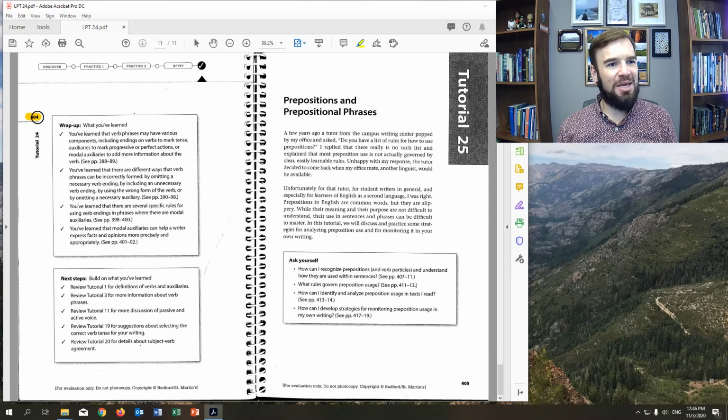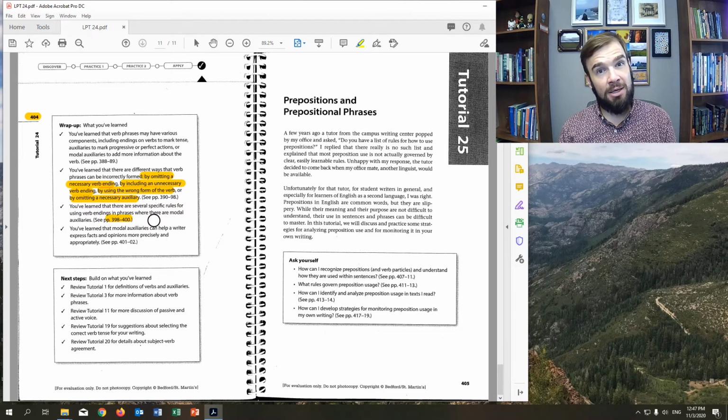So wrapping up here on page 404. What you've learned is that verb phrases have various components, including endings on verbs to mark tense, auxiliaries to mark progressive or perfect actions, or modal auxiliaries to add more information about the verb. You've learned that there are different ways that verb phrases can be incorrectly formed by omitting a necessary verb ending, by including an unnecessary verb ending, or by using the wrong form of the verb or keeping out a necessary auxiliary. You've learned that there are several specific rules for using verb endings in phrases where there are modal auxiliaries. That's page 398 and 400.